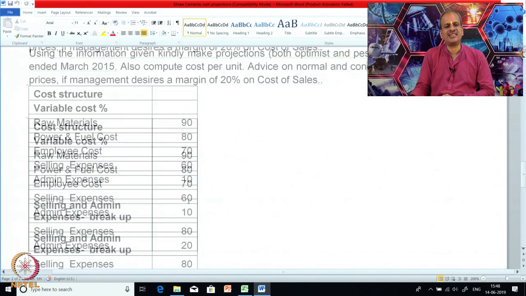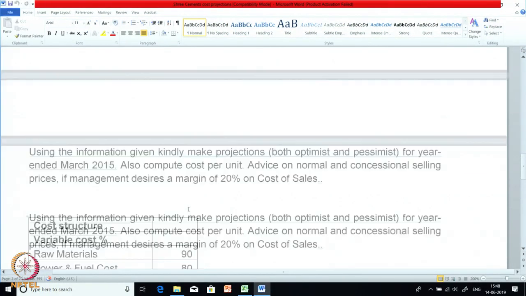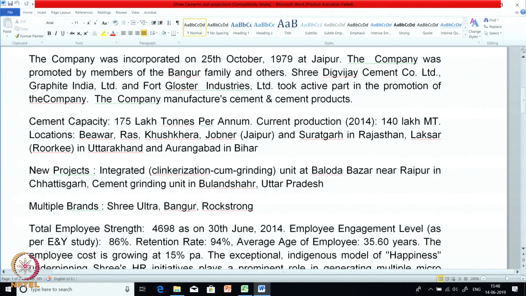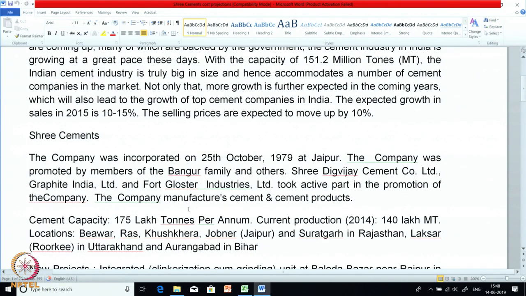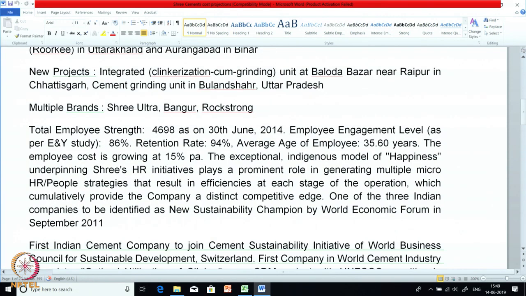We will go to the case again. Now, it is very clearly given. If we go to the section of the cost of raw material, first of all, the expected growth rate is 10 to 15%. So, pessimistic is 10, optimistic is 15. And what is the percentage increase in the raw material cost? Have they given any hint?